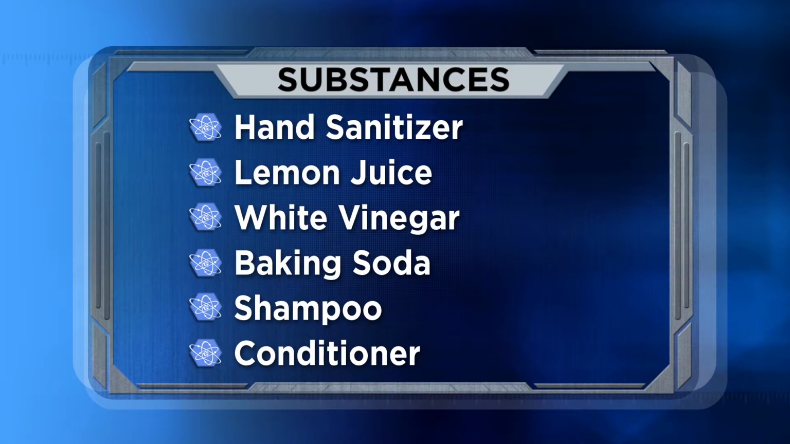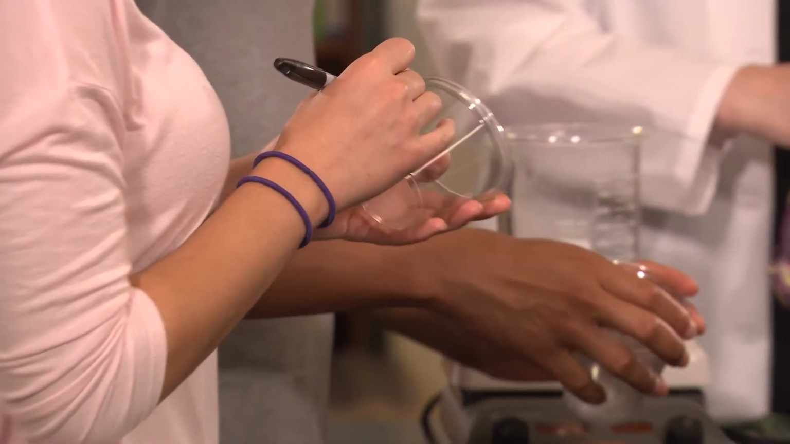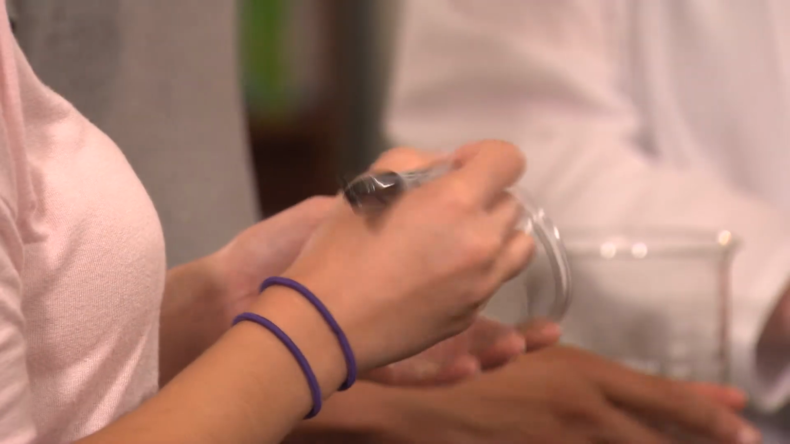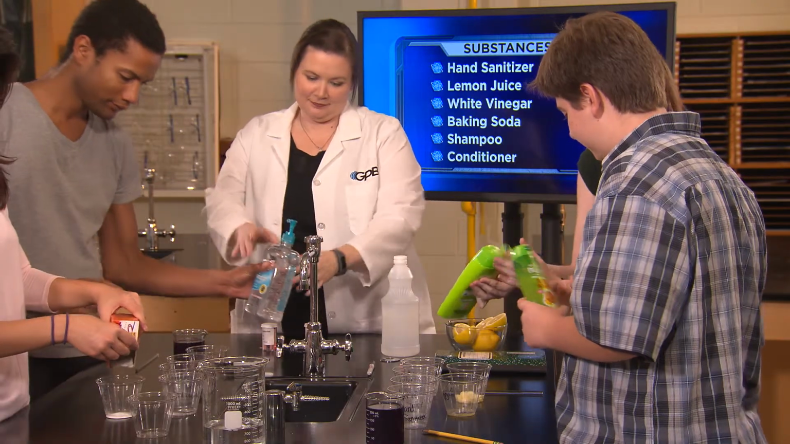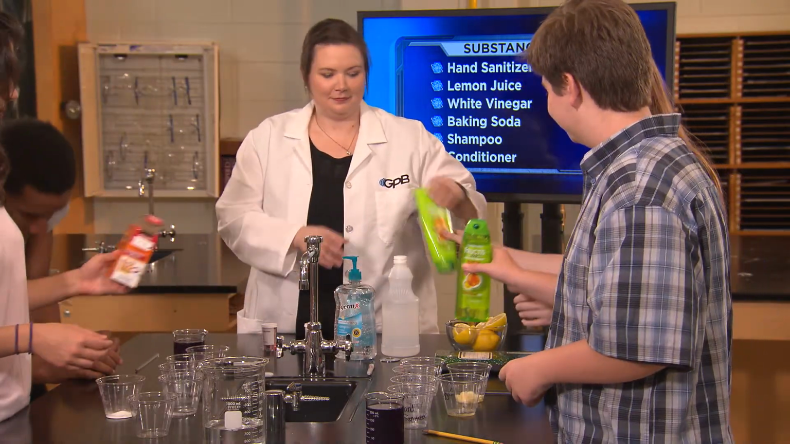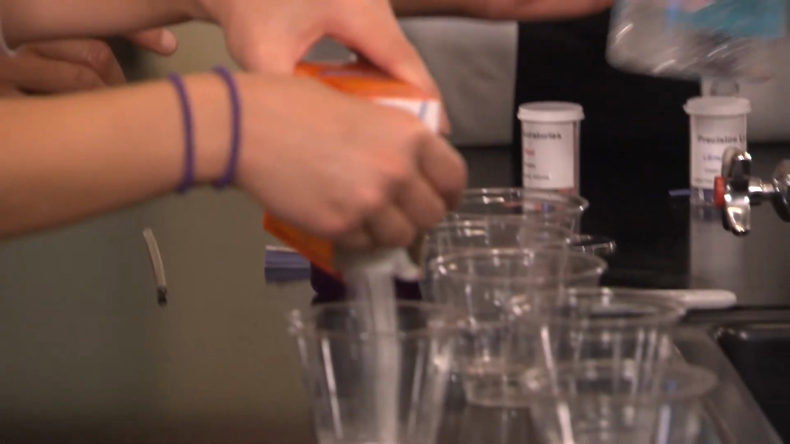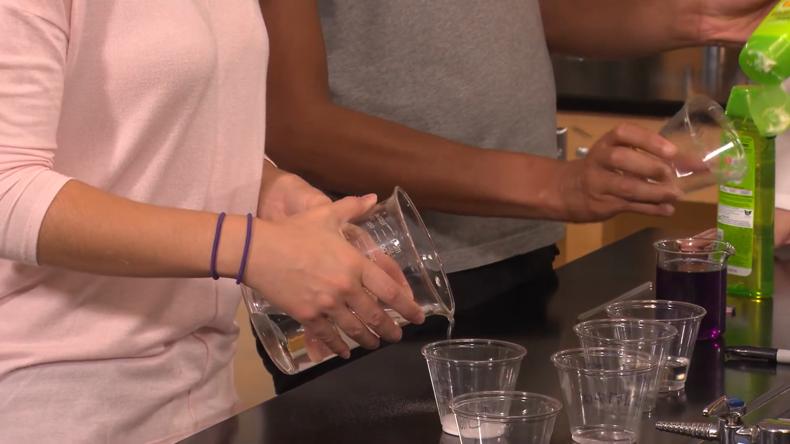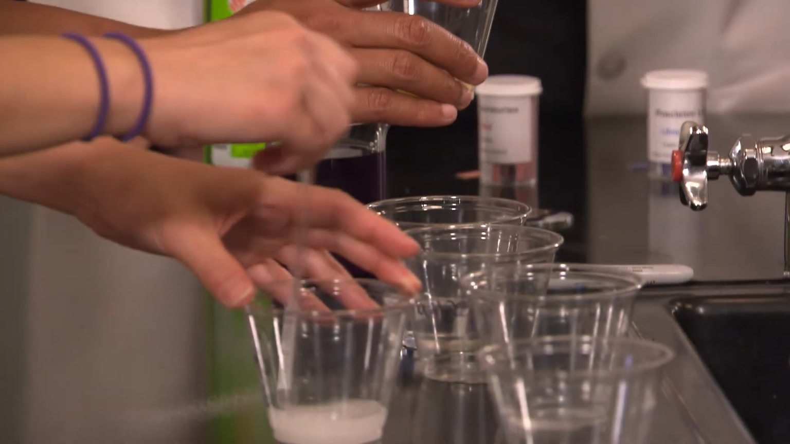The items we'll test today are hand sanitizer, lemon juice, white vinegar, baking soda, and then shampoo and conditioner. You'll need to label each of the 6 cups with the different substances you're testing, then cover the bottom of the cup with each substance. For the baking soda, add enough distilled water to make a paste.